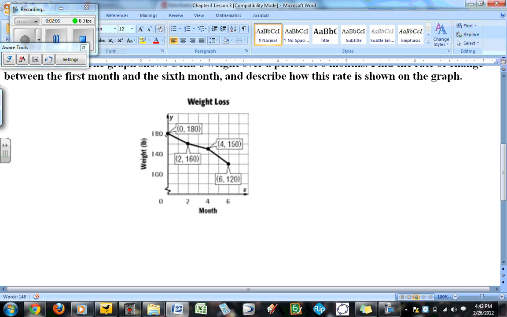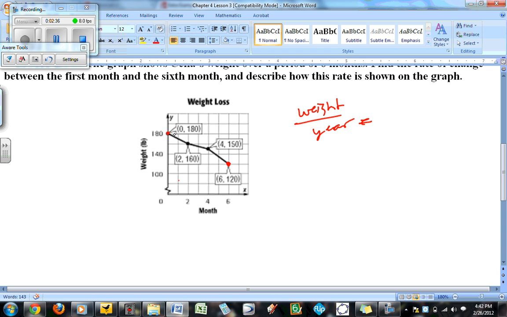Here it would be 0, and we're looking at between the first month. So the first month would be right here, as it's going from here to the 6th month here. So these are the 2 points we're looking at. We want to know how much weight she lost per month. And typically our time is going to be on the bottom.